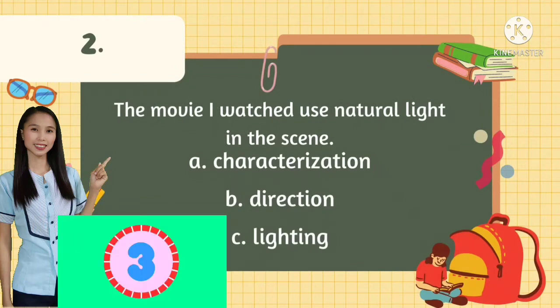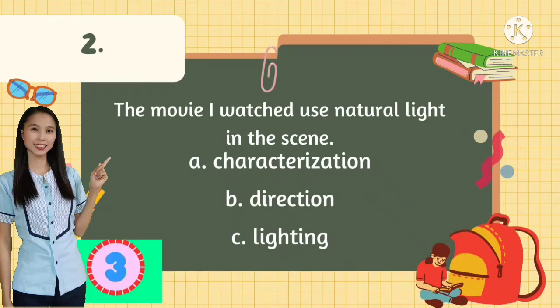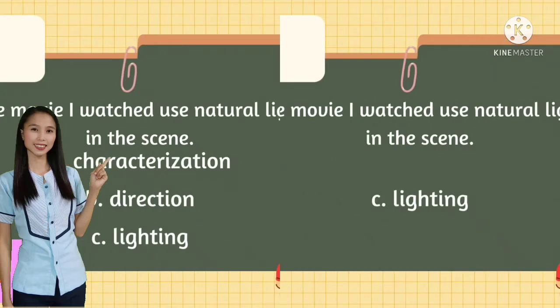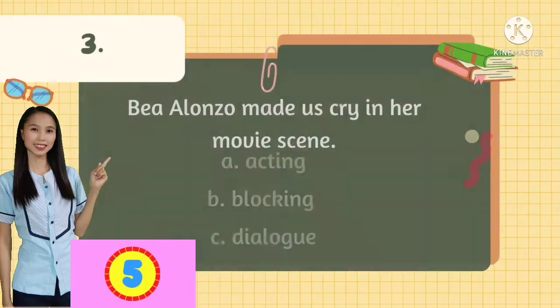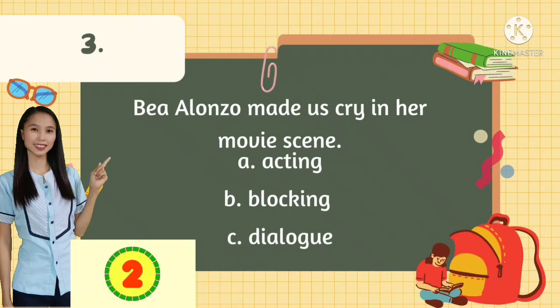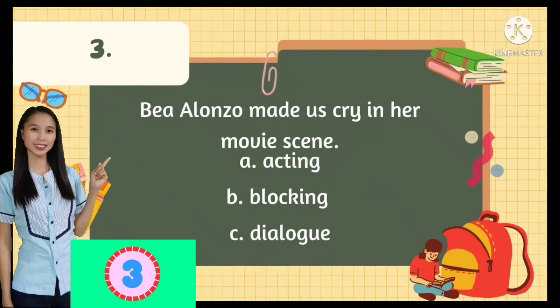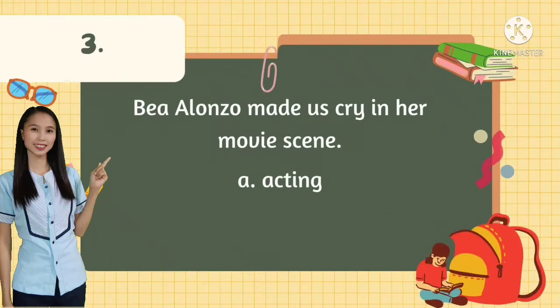Number 2. The movie I watch used natural light in the scene. A. Characterization. B. Direction. C. Lighting. The correct answer in number 2 is lighting. Number 3. Bea Alonso made us cry in her movie scene. A. Acting. B. Blocking. C. Dialogue. The correct answer is acting.